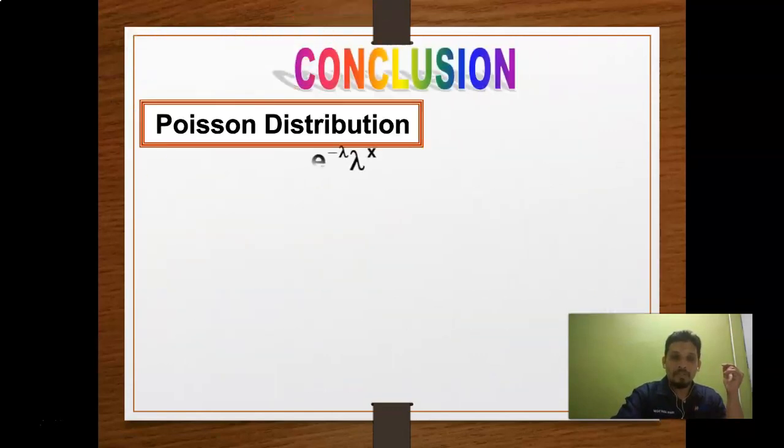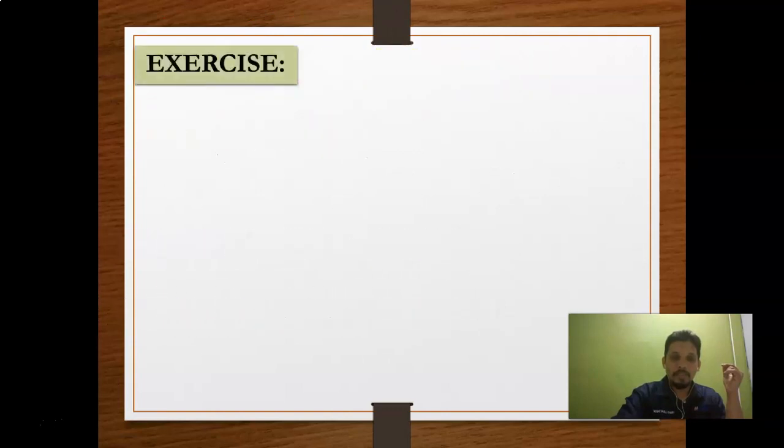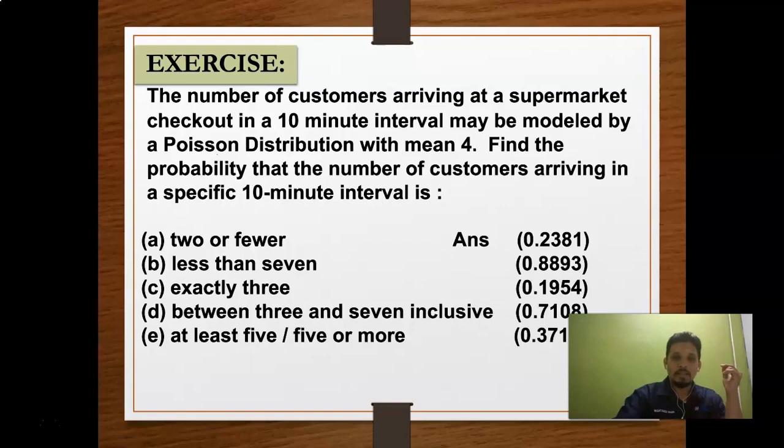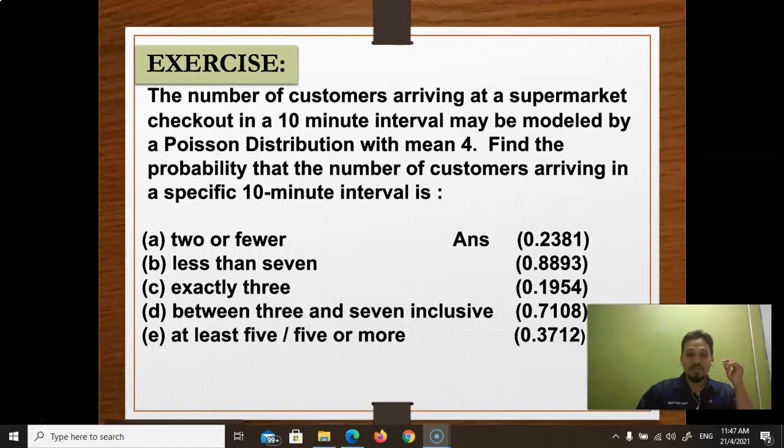So this is the conclusion for the Poisson distribution, and these are a few exercises for you to try. I do hope that my explanation helps you understand the content of this topic and continue with your tutorial and past year questions.